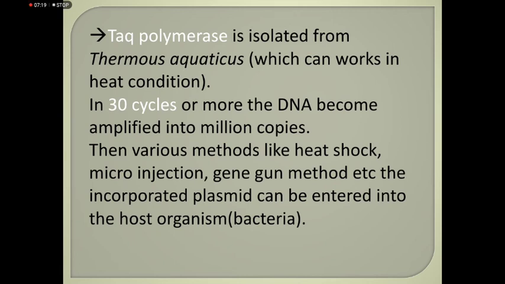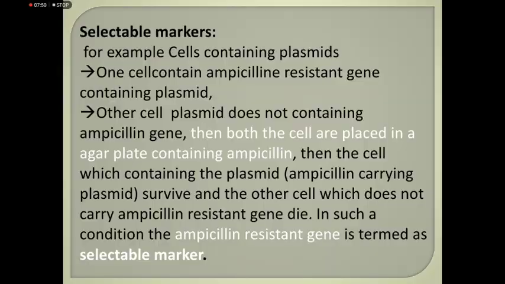Taq polymerase is isolated from Thermus aquaticus, which can work in heat conditions. This polymerase can work even in heat conditions. In 30 cycles or more, the DNA becomes amplified into millions of copies. Then various methods like heat shock, microinjection, gene gun method, etc. can be used to introduce the recombinant plasmid into the host organism, that is bacteria. Here we move to selectable markers. It can be explained using an example.